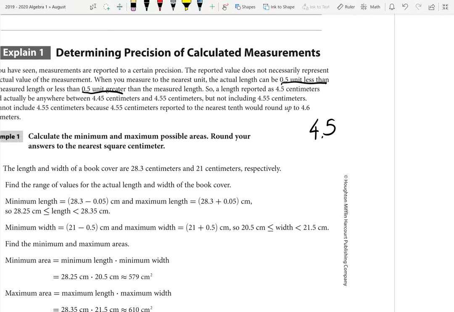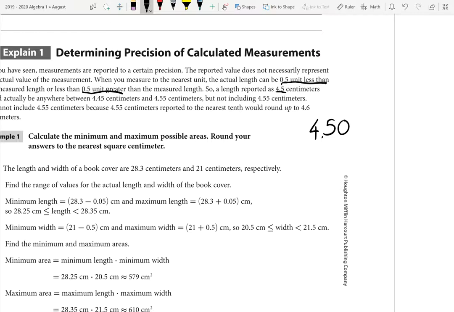So think of it like this. Think of that 4.5 as really 4.50. So we're going to do this with all of these measurements. We're going to go 1 decimal place further. We're going to put a 0 there, 1 decimal place further. And then we take a 5 off of one end and a 5 off the other end. 5 less than this and 5 more than this. So if we go, I'm trying to think how to say this.